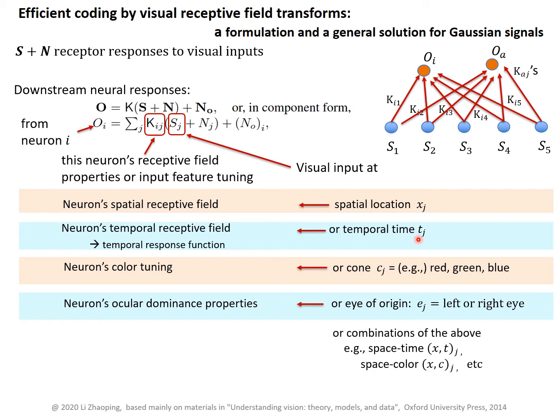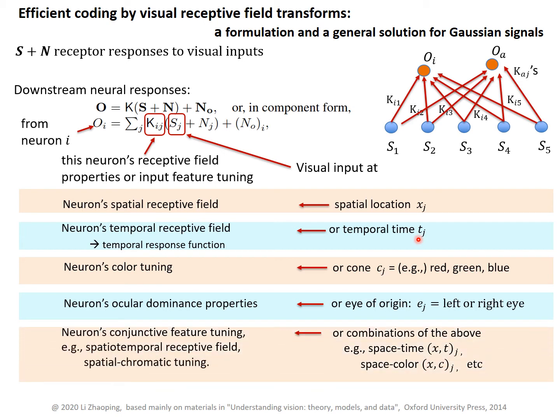And Sj can also describe inputs combining all these input feature dimensions. So for instance, Sj can be a particular space-time conjunction or space-color conjunction, etc. In such a case, Kij is a neuron's conjunctive feature tuning, for example, for a neuron's spatial-temporal receptive field that combines space and time, so you can describe the motion tuning properties of the neurons, or a neuron's spatial-chromatic tuning. So in all these cases, this general formulation can apply.